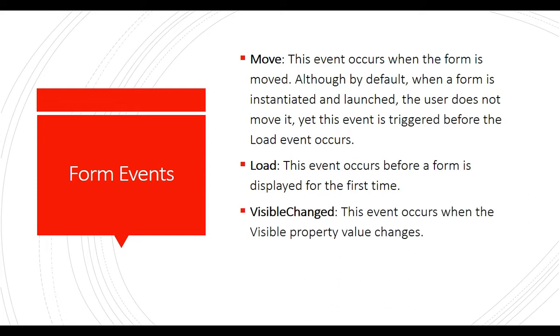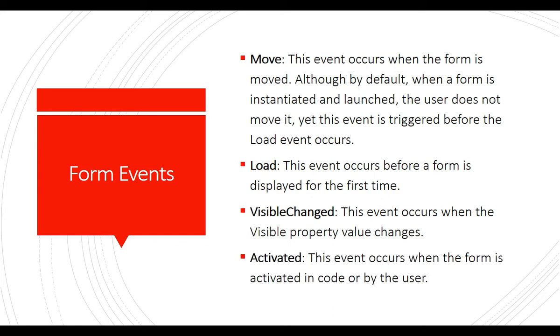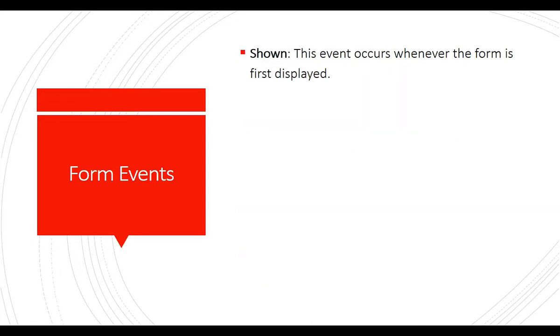Visible change. This event occurs when the visible property value changes. Basically, the visible property can be set either to true or false. The next is activated. This event occurs when the form is activated by the user. Another event is the shown event. This event occurs whenever the form is first displayed on the screen.